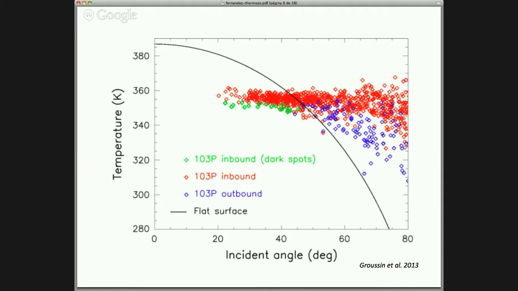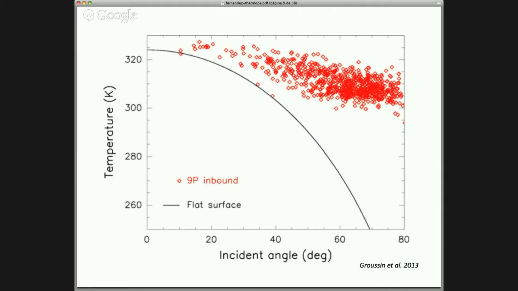And they did the same analysis on 9P, Tempel 1, and they get about the same thing. Again, a scatter plot of the temperature as a function of incidence angle. So the temperature heats up really fast after the sun rises from a local position. And in this case, the positions at low incidence angle weren't cooler than expected, but still, there's not a lot of dependence on incidence angle in these temperatures, right? So the conclusion Groussin et al.